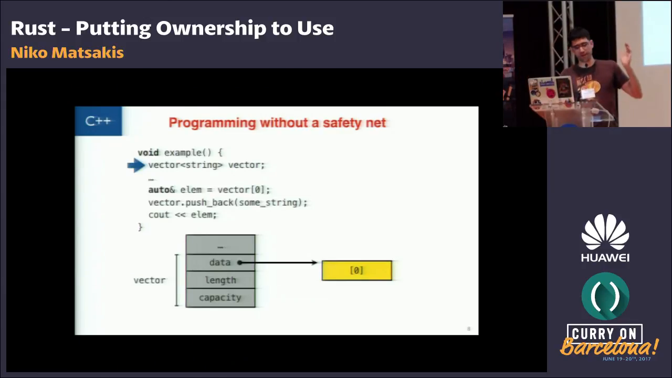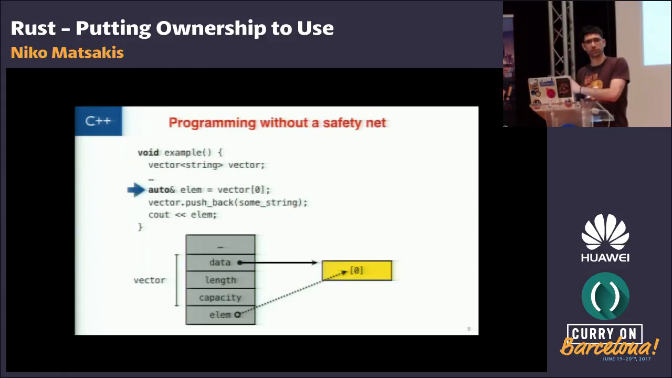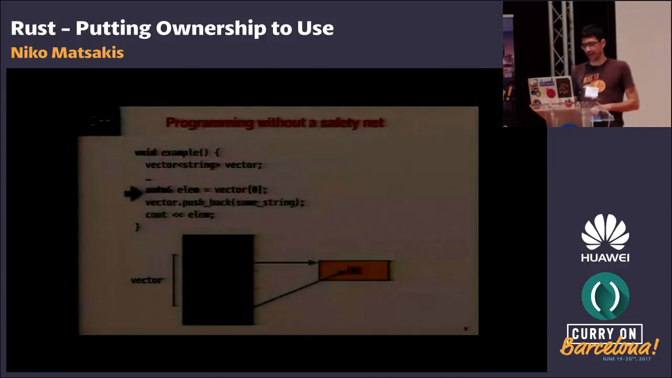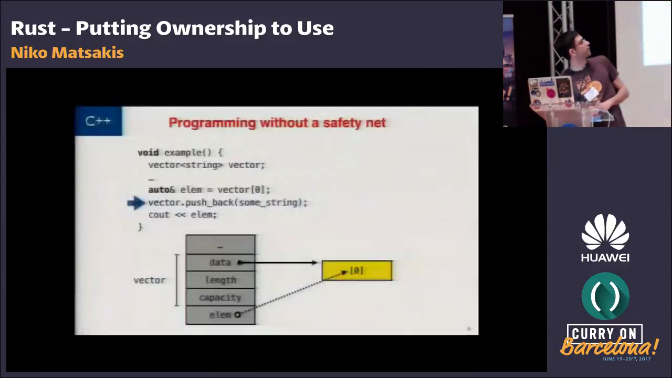Like here I have a vector of strings, and I'm going to access, and this is going to make a reference, this line of code, to the first string in this vector, and we'll call it element. And then I'm going to add something new to the string.